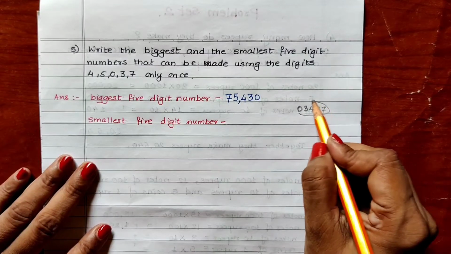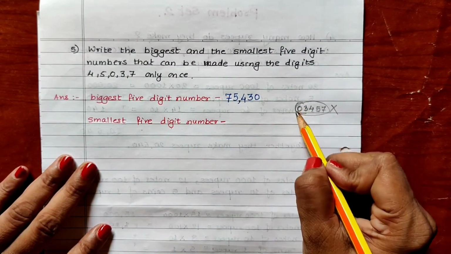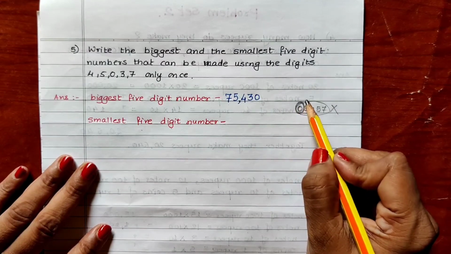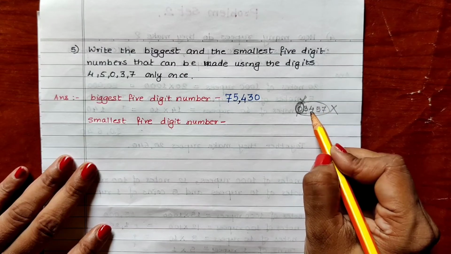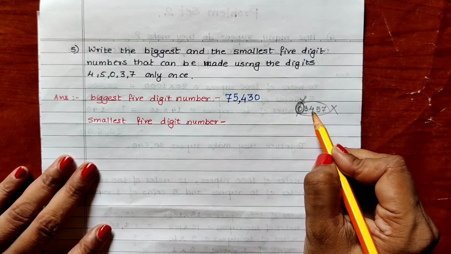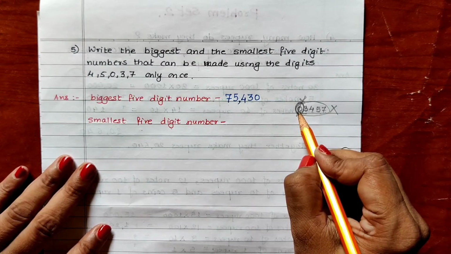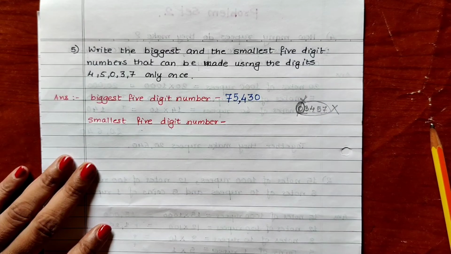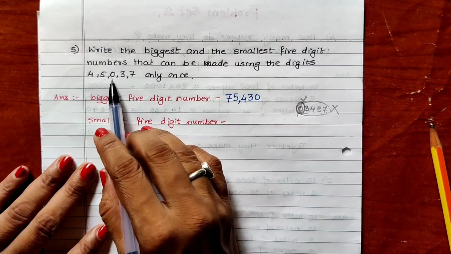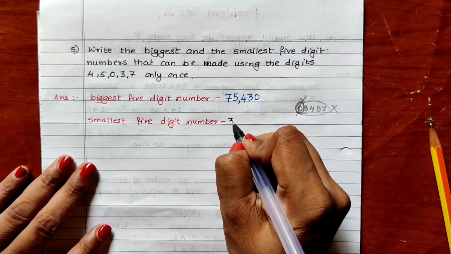But this cannot be called a 5-digit number, because it started with 0, and when a number starts with 0, we cannot consider that digit. We can say this is only a 4-digit number, 3457. So you should not start the number with 0. You can start with another small number, a little bigger than 0, and that is 3. So we should start with 3.